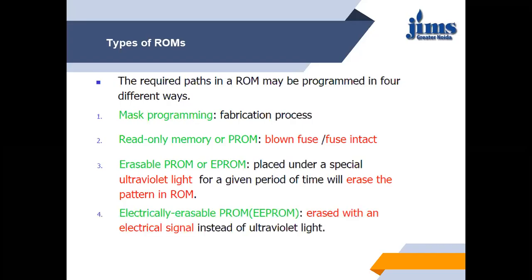Now another one is electrically erasable programmable ROM, EEPROM, and it is erased with an electrical signal instead of ultraviolet light. In the case of the EPROM, the erasing is done with the help of ultraviolet light, while in the case of EEPROM, the erasing is done with the help of an electrical signal. So these are the 4 types of ROM: mask programmable, PROM, EPROM, and EEPROM.